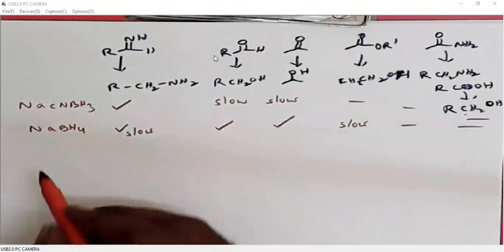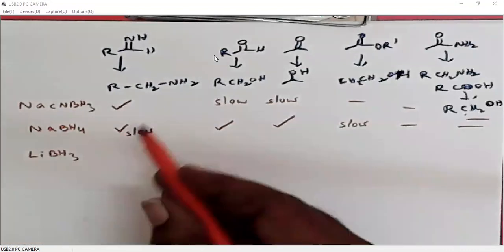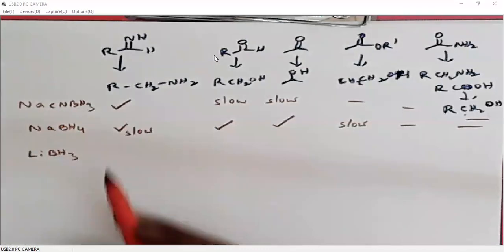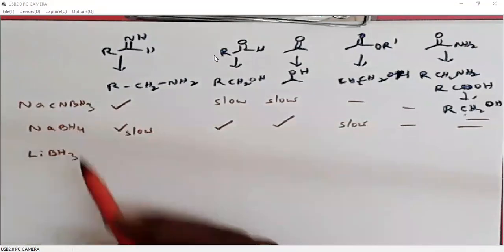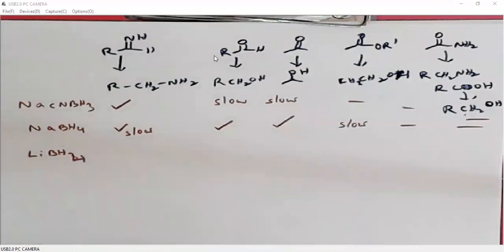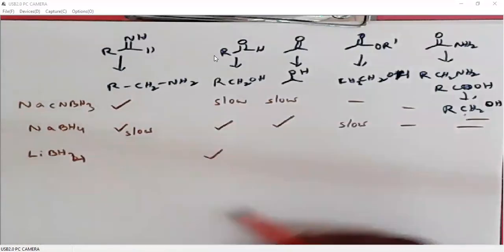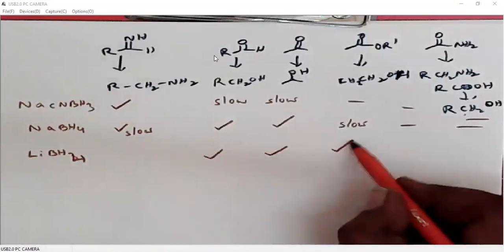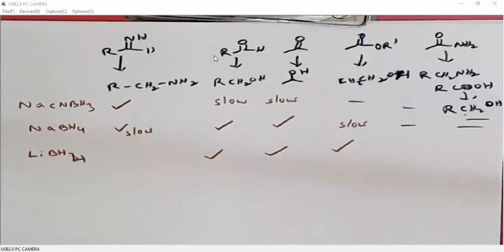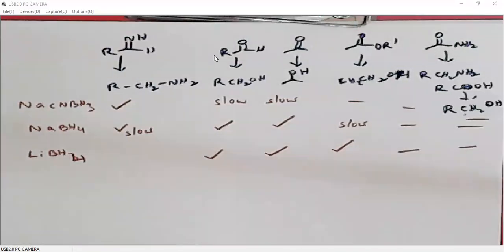When we use lithium borohydride, as I said earlier, we don't discuss it for reductive amination, because reductive amination can be done using sodium cyanoborohydride, so other reagents we don't use. Lithium borohydride, because of its increased reactivity, will reduce aldehyde to alcohol, ketone to alcohol, even ester to alcohol. But it doesn't reduce amides to amines or carboxylic acids to alcohols.